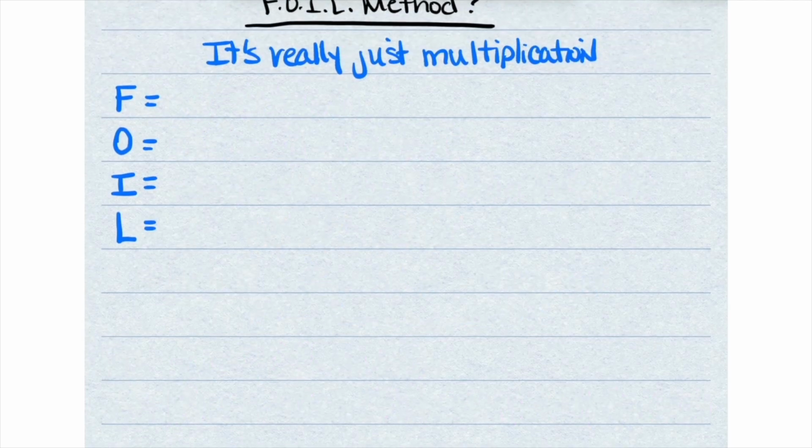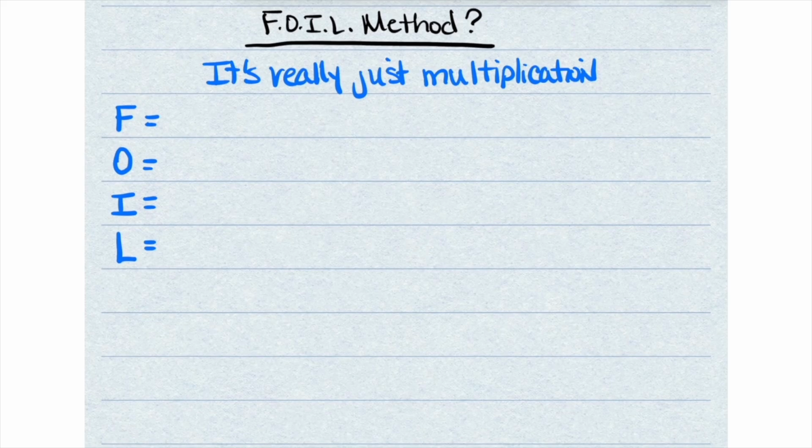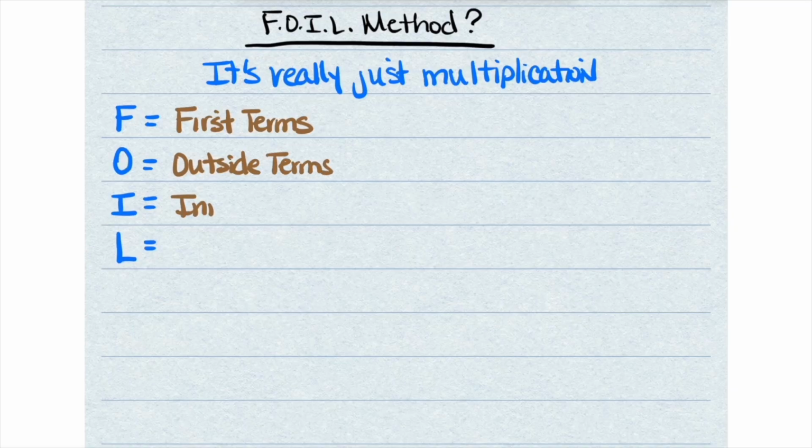The FOIL method is almost like a shortcut because you're literally multiplying everything. This is just a different way to show you how to do it. So the F stands for the first term. I'll put the first terms. The O stands for the outside terms. The I stands for the inner terms, or inside terms of the polynomials. And then the L represents the last terms of the polynomial.